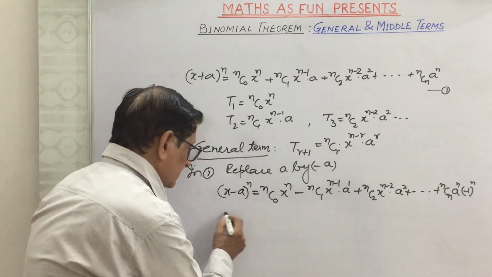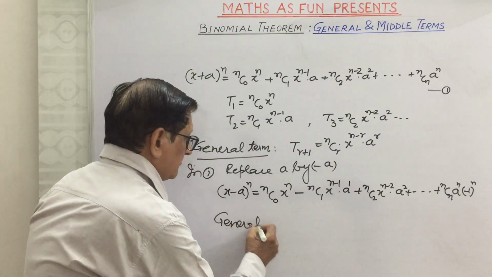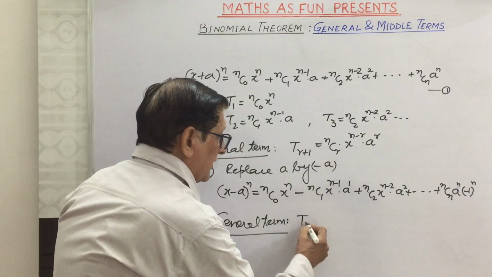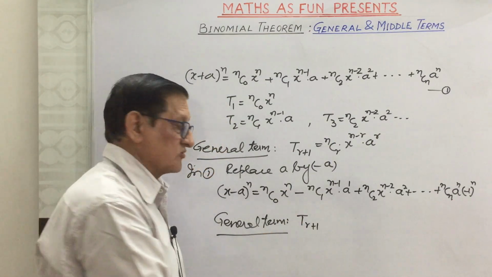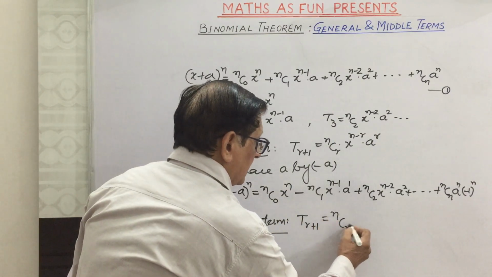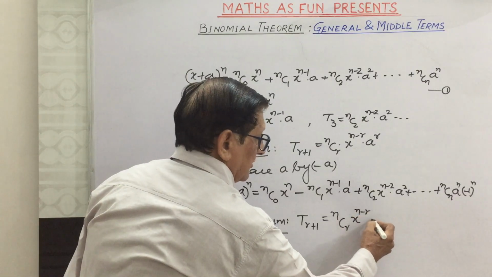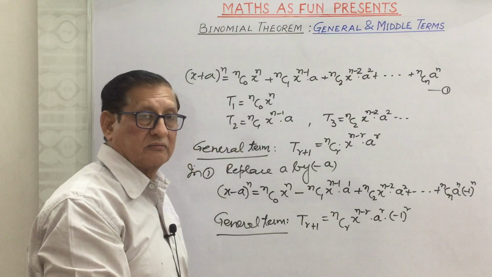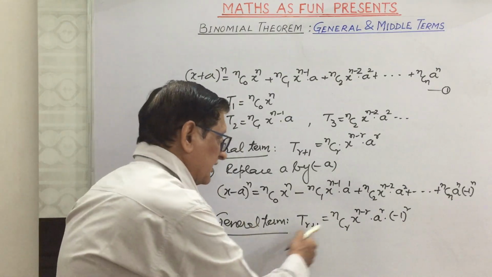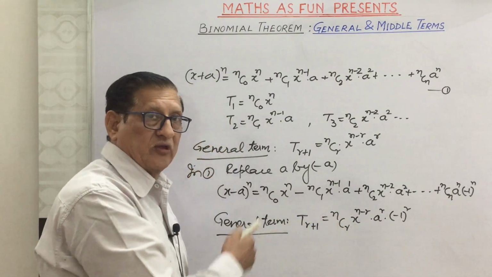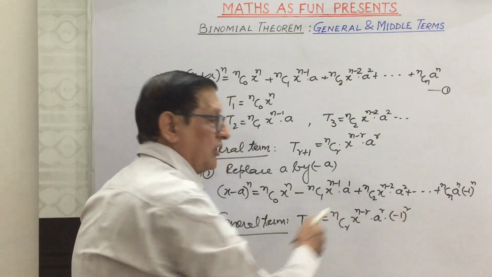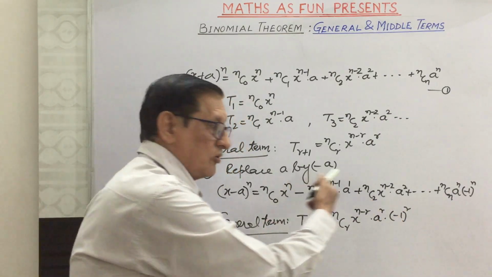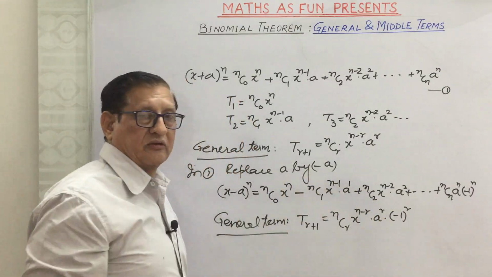In this case, the general term will be the (r+1)th term, t(r+1) = nCr x^(n-r) a^r (-1)^r. So whether it is a negative term or a positive term will depend on the value of r. If r is even, this will be positive. If r is odd, this will be negative.